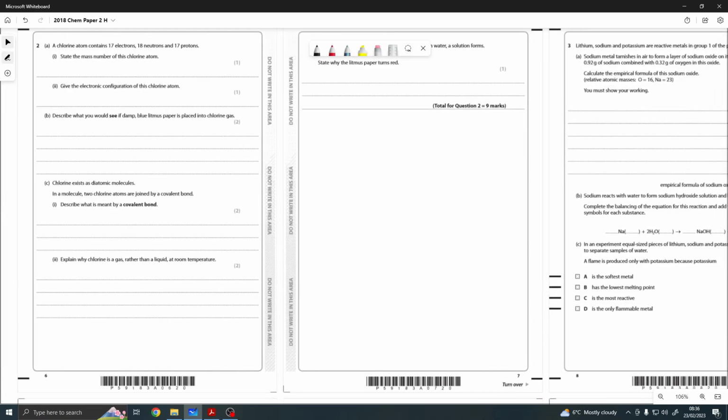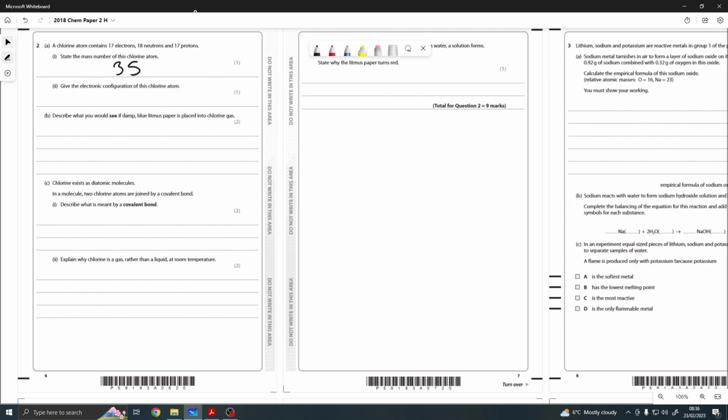Right, a chlorine atom contains 17 electrons, 18 neutrons and 17 protons. State the mass number. Well, you know the mass number is the total number of neutrons and protons, so hopefully you can add up 18 and 17 to make 35. If you can't, use your calculator.